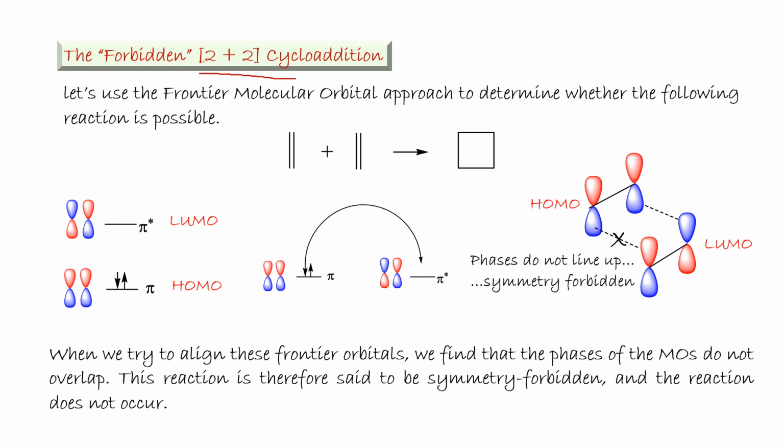2 plus 2 cycloaddition reaction. Let us use the frontier molecular orbital approach to determine whether the following reaction is possible. Two molecules of ethene react together to form cyclobutane.